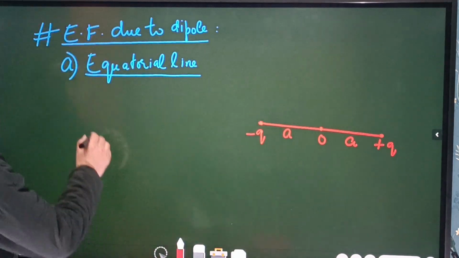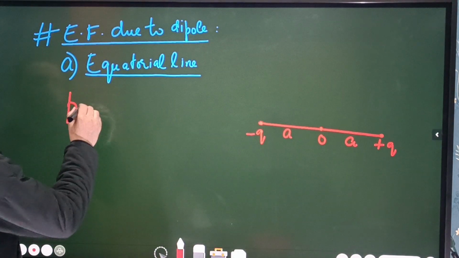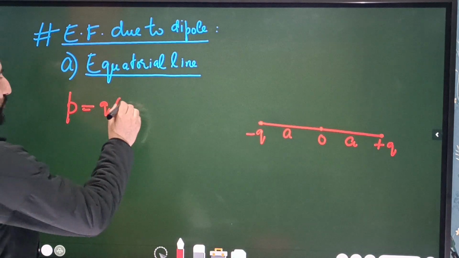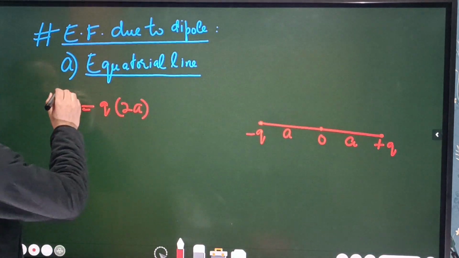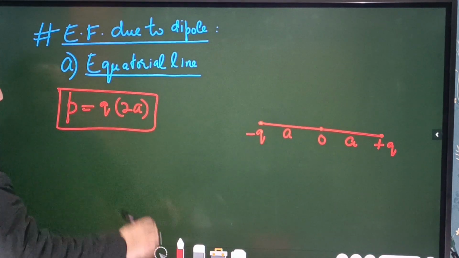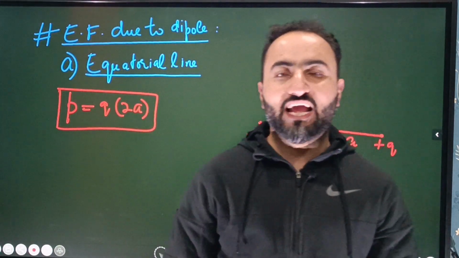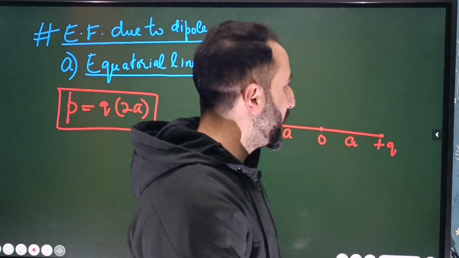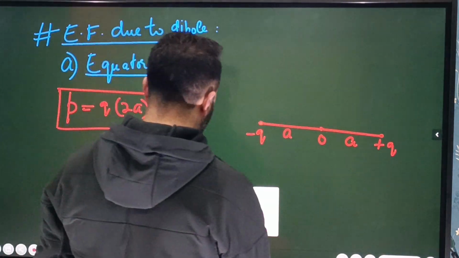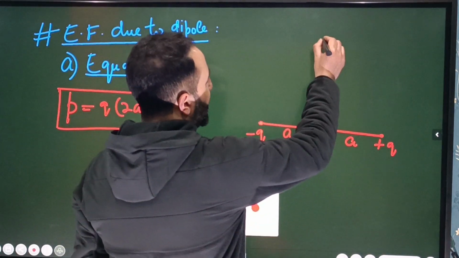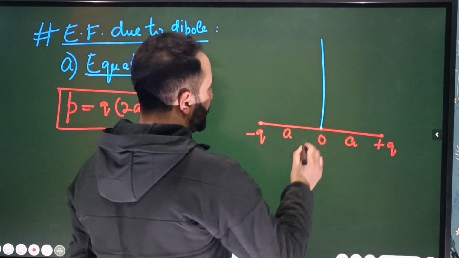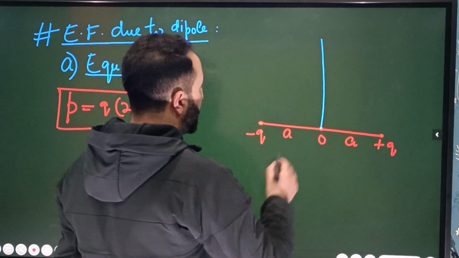So first of all, point number 1 is that this dipole moment is equal to q multiplied by 2a, where 2a is the length and q is the charge of the dipole. Now we are supposed to calculate the electrostatic field somewhere on this line, which is the perpendicular bisector to the dipole.